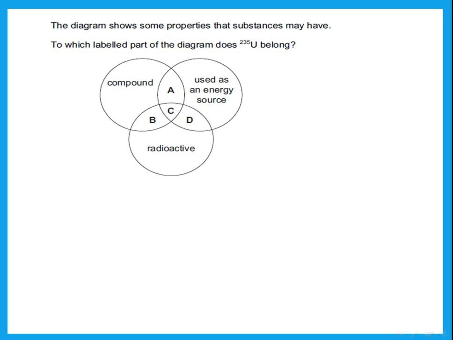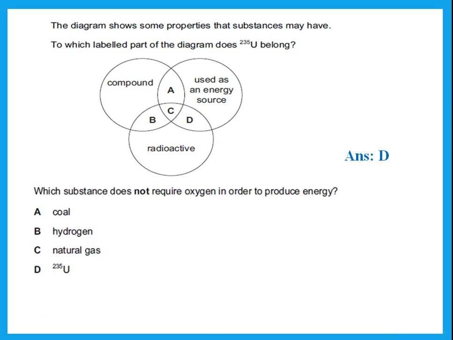So, for example, is uranium-235 a compound or an element? You should realize that anything from the periodic table is an element. A compound will usually have 2 or more different types of elements. So this is an element, it's not a compound. So my answer should not include A or C or B. The only option that I have is that uranium is radioactive and it is used as an energy source. So my answer is D.